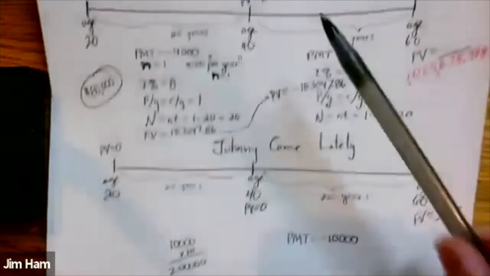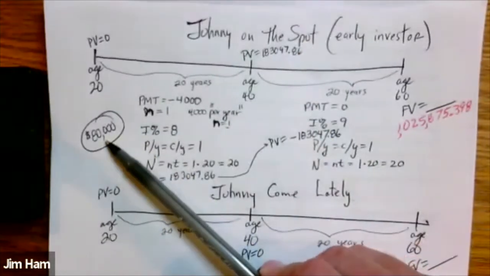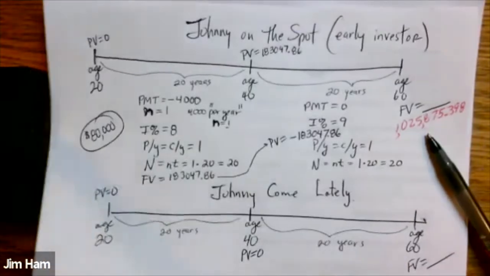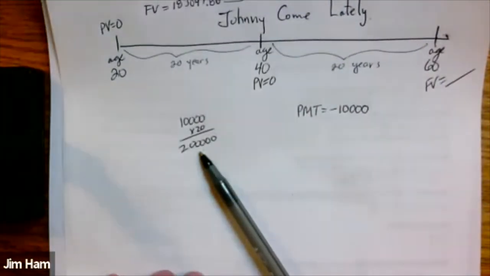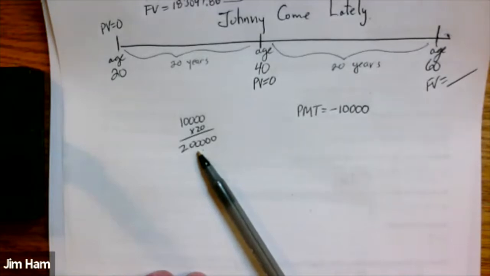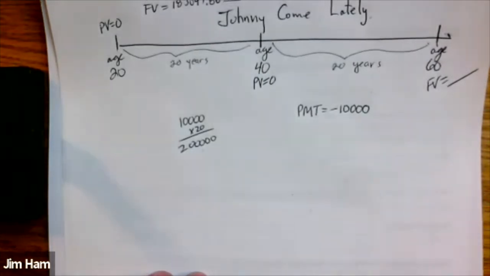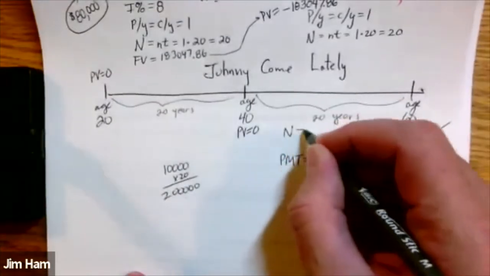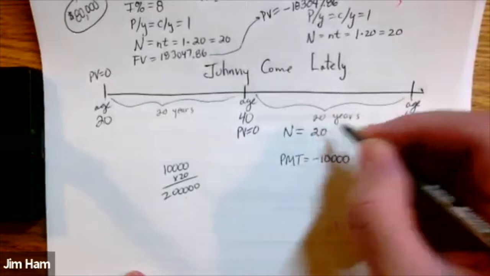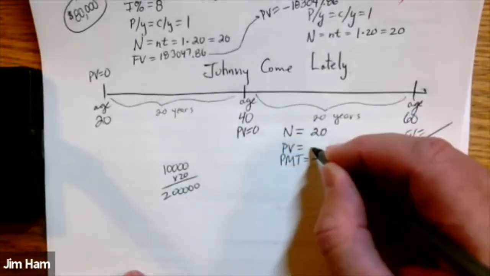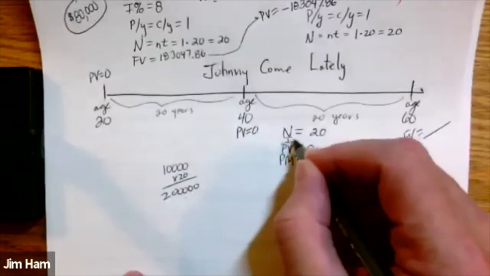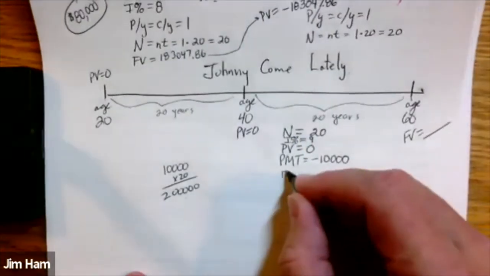$200,000. $10,000 is the payment for 20 years. Well, if Johnny on the Spot invested 80,000 and ended up with over $1 million, then certainly Johnny Come Lately, if he's going to invest more of his own money, 200,000, 2.5 times more, $120,000 more over that 40-year period, he should have more, right? All right, so N is equal to 20, because we're only focused here, because there's zero money here. The present value is equal to 0. The interest rate is 9, and we need to calculate the future value.